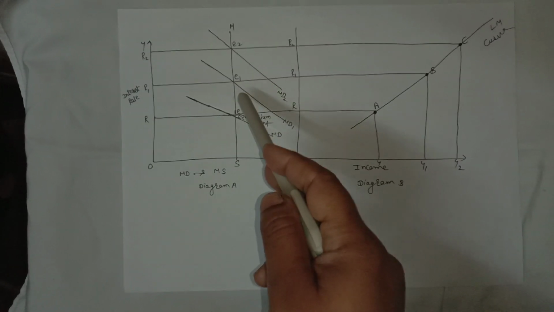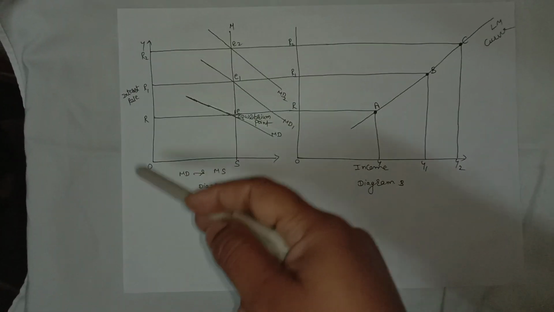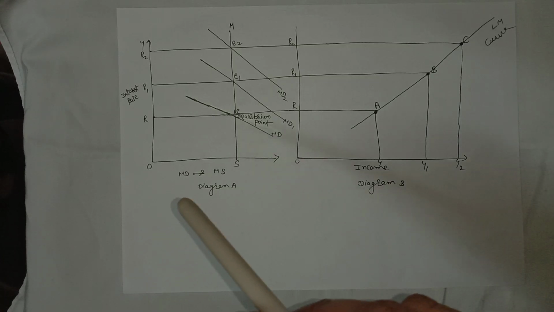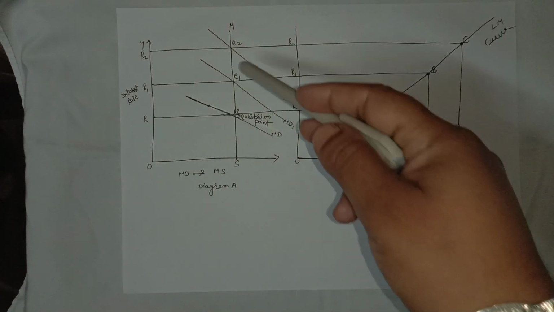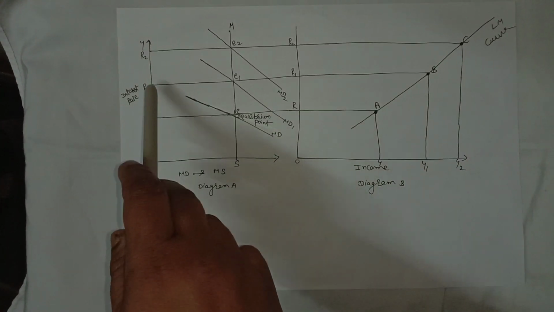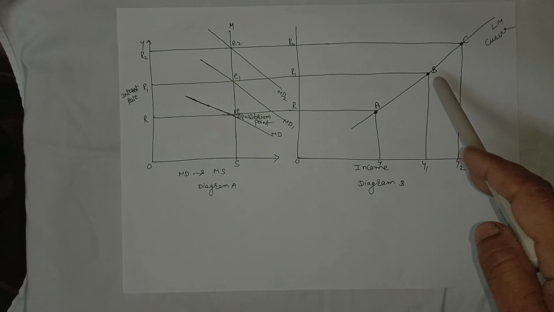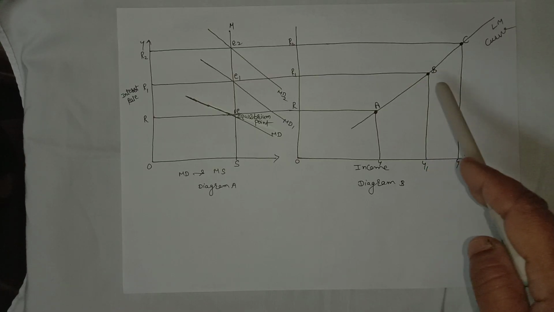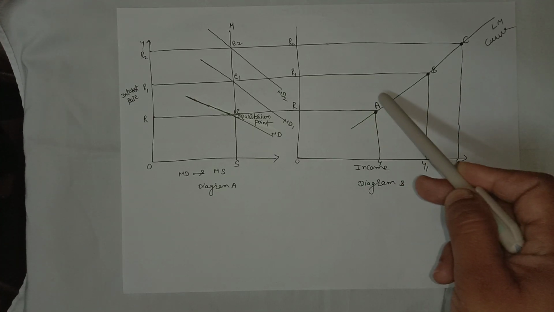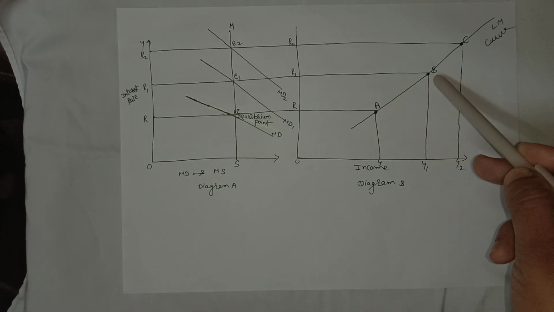When money demand increases, our interest rate will also increase from OR to OR1, because the money supply here is constant. We extend the same interest rate OR1 to diagram B, and here equilibrium point B tells us about equilibrium in the money market. Now we have equilibrium point A and here B, both telling us about equilibrium in the money market.